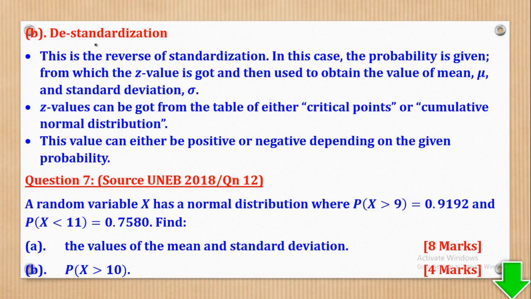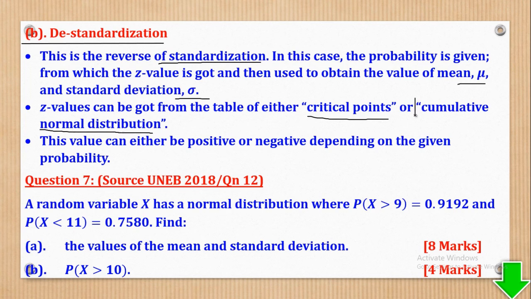Now we are going to de-standardization. De-standardization is the reverse of standardization. In the previous part of standardization, you will get the Z value and you read its probability from the mathematical table. But in de-standardization, you are given probability and you have to identify the Z value. And such questions, they usually ask for mean and standard deviation. The Z values can be got from the table of either critical points or cumulative normal distribution.